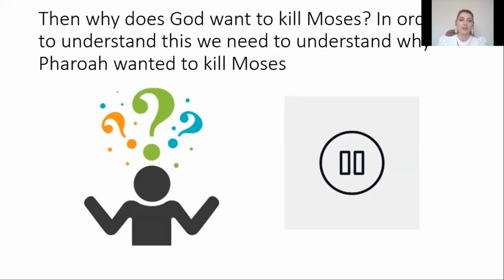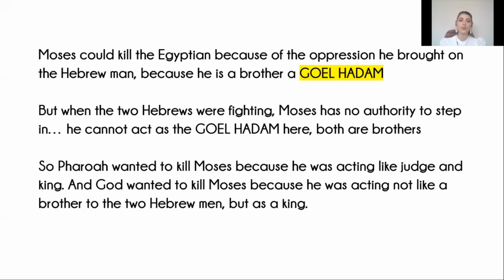So it brings us back to then, why does God want to kill Moses? In order for us to understand this, we need to understand again, why did Pharaoh want to kill Moses? Moses could kill the Egyptian because of the oppression he brought on the Hebrew man, because he is a brother. But when the two Hebrew men were fighting, he had no right doing that. So Pharaoh wanted to kill Moses because he was acting like a judge and a king.